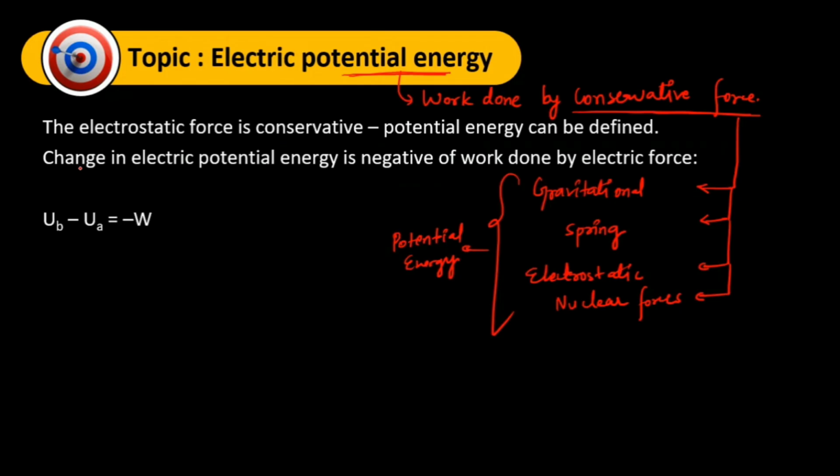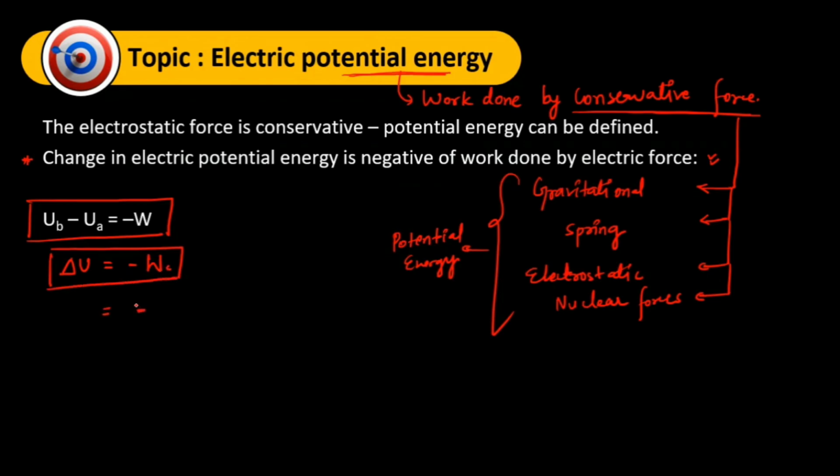What does it say? It says that change in potential energy is the negative of work done by the electric force. Whenever we are talking about potential energy, we are only talking about change in potential energy, defined as the negative of work done by a conservative force. Work done is force times displacement. So a small change in potential energy is the negative of force times displacement.